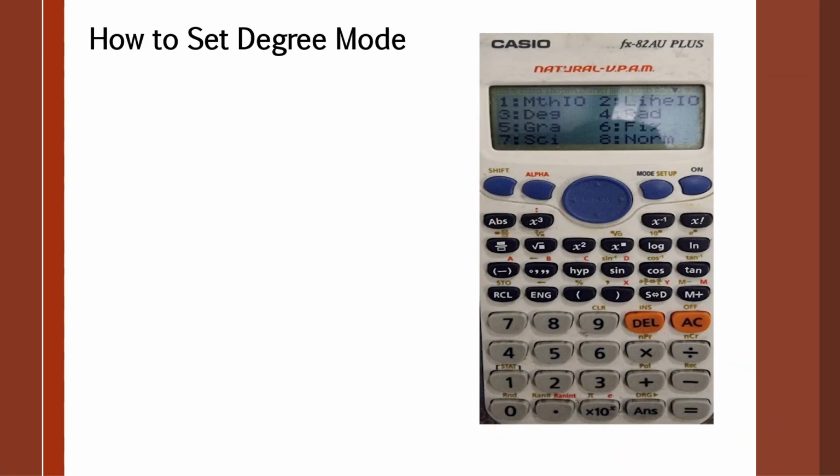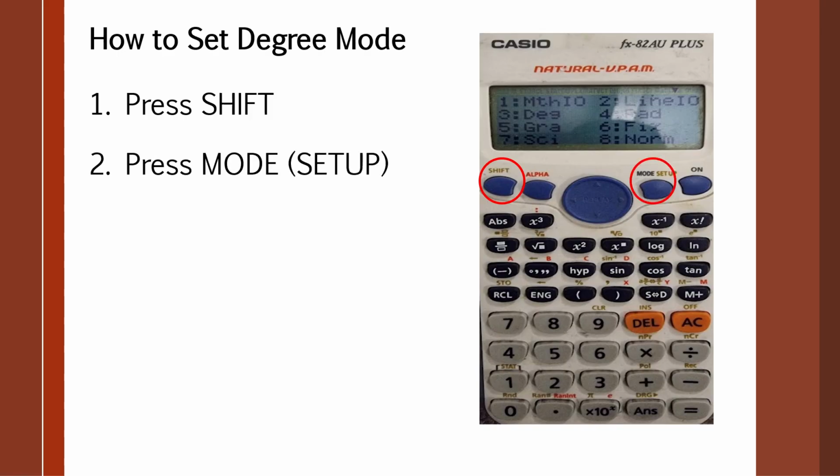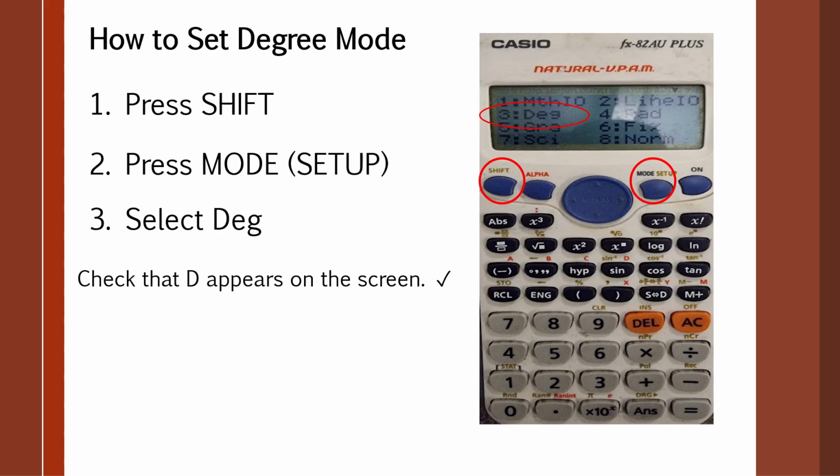If your calculator is not in degree mode, here is how to change it. First, press Shift. Next, press Mode or Setup. On the screen, you can see that number 3 is degree mode. Press 3 to select degree mode. Finally, check that the letter D appears on the screen.